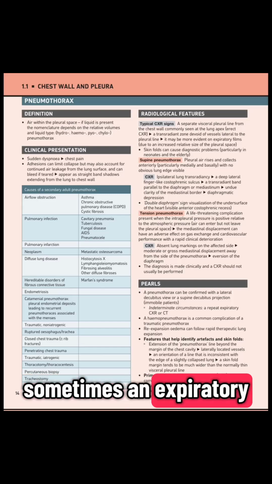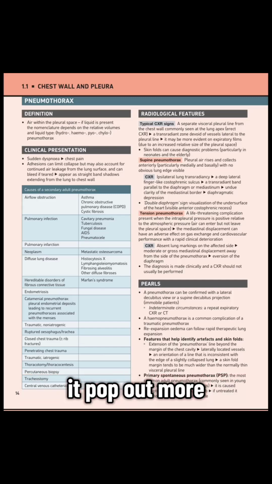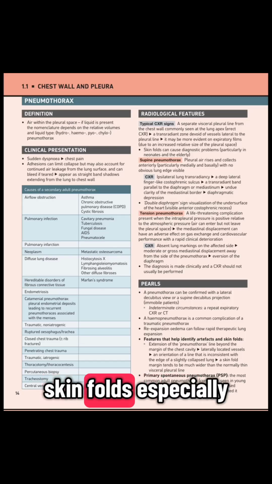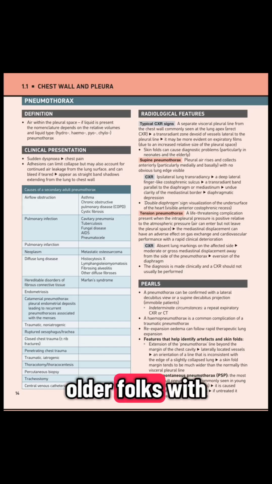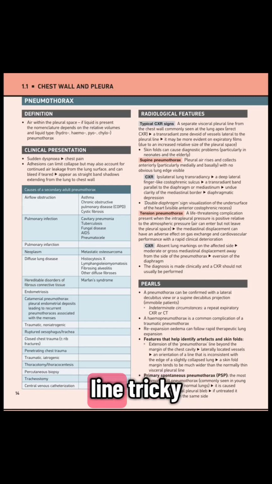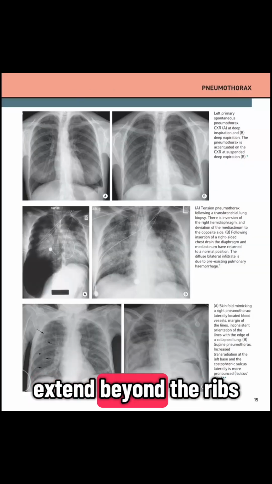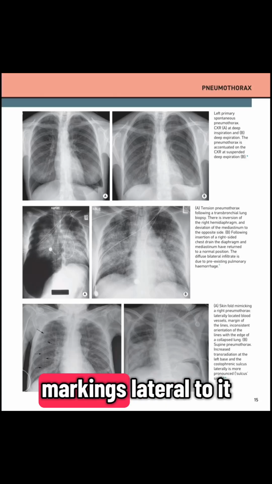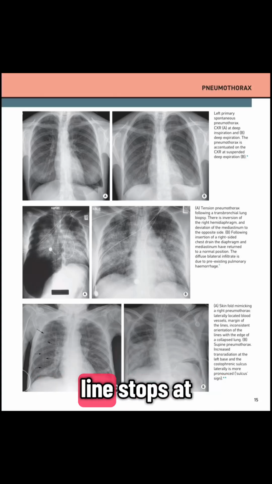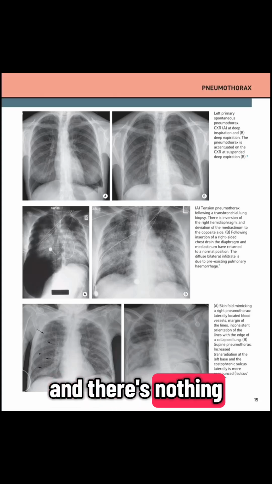Sometimes an expiratory film helps make it pop out more, but watch out for mimics. Like what? Skin folds. Especially in babies or older folks with loose skin, they can look like a pleural line. Tricky. How do you tell them apart? Well, a skin fold line might extend beyond the ribs, or you might still see lung markings lateral to it. A real pleural line stops at the edge of the lung, and there's nothing but air outside it.